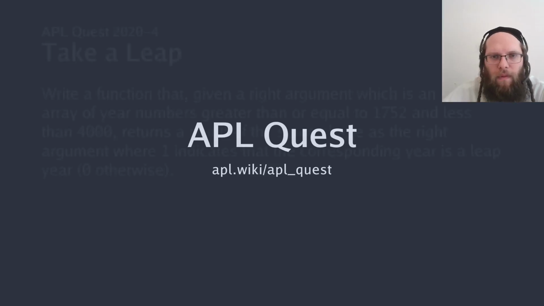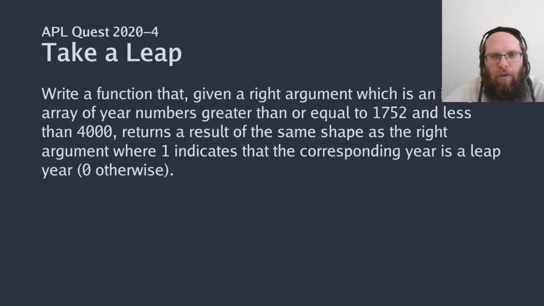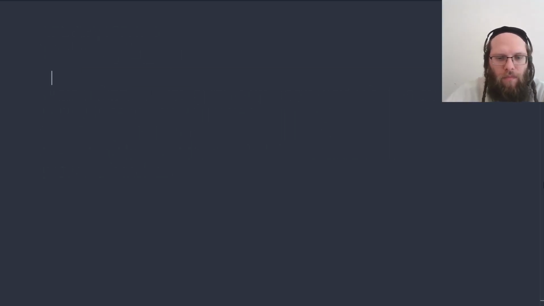Hi. We're now going to figure out for a set of years, given as any type of array, which years are leap years and which years are not. The leap year rules are quite involved. The rules are like this.